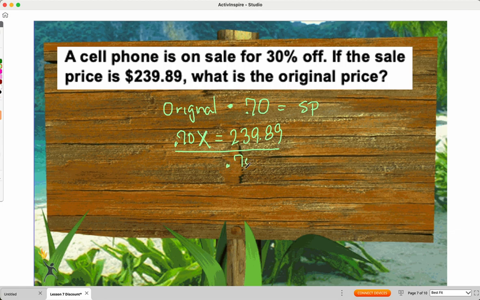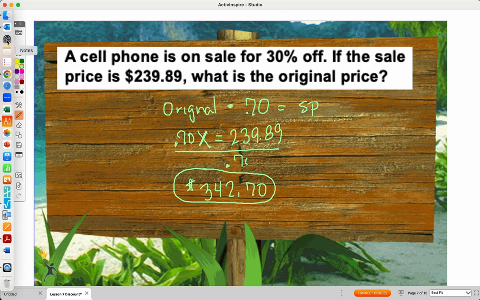So 239.89 divided by 0.7 tells us the original cost of my cell phone was $342.70. And you can always check this real quickly by multiplying it by 0.7 and seeing if you come up with the same answer, which is exactly what we come up with. So the original price of our cell phone was $342.70. But again, a lot of it comes down to thinking our way through what we have been doing overall and then working our way backwards.